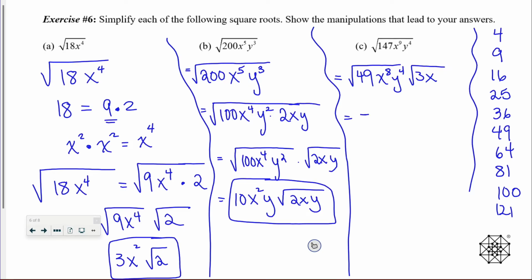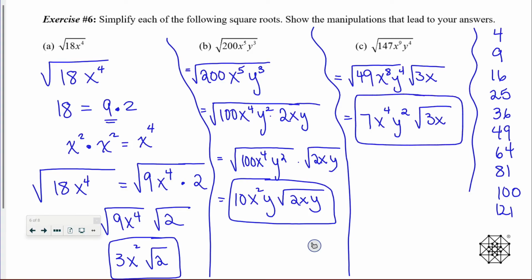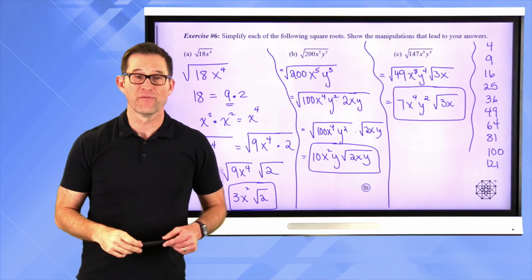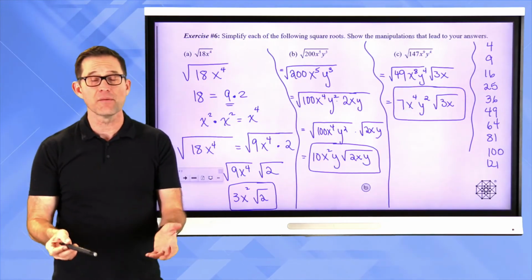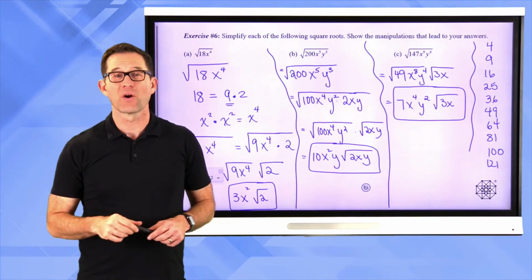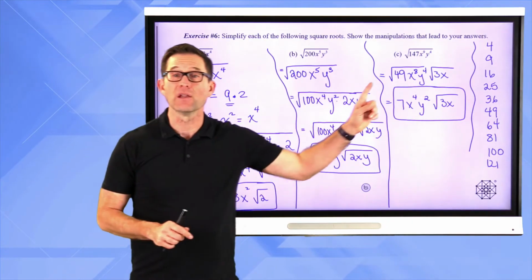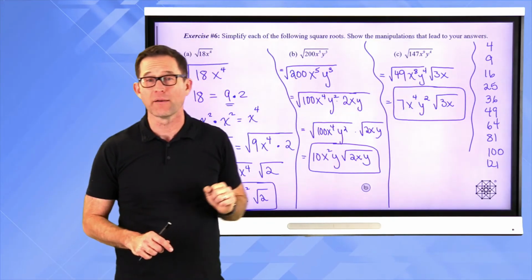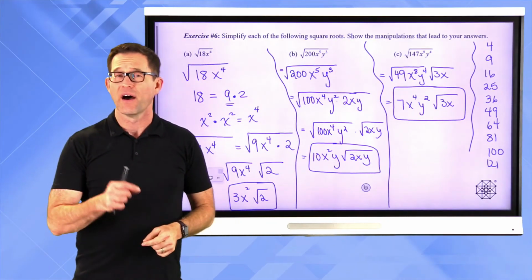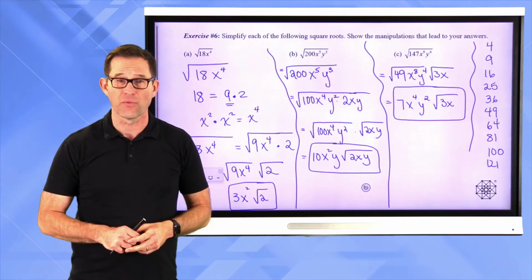So now I take the square root of 49, I get 7. The square root of x to the 8th is x to the 4th. The square root of y to the 4th is y squared, and I'll leave the 3x. So there it is, all completely simplified. Again, one of the real keys here is that we can take the square root of any even power, but the odd powers are kind of more obnoxious. So we find the largest even power that's less than whatever our odd power is. So if I've got x to the 9th, I can definitely take the square root of x to the 8th.